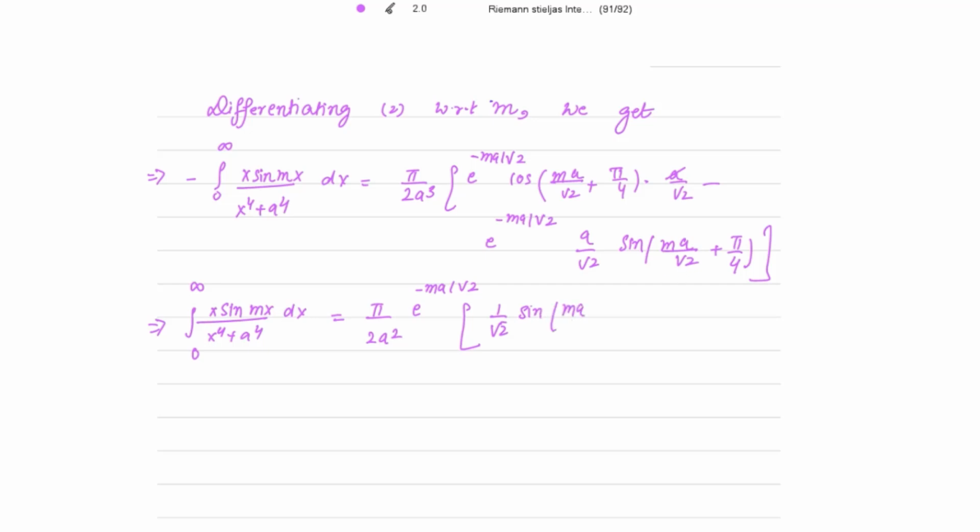I am writing the second term first: sine of ma over root 2 plus pi by 4. And then when I write the first term, I should put the negative sign over here because I have this negative over here. If you multiply the whole thing with a negative sign, you get positive here, and here also you get positive, and the first term will become negative. So I'm writing this sign negative over here, 1 by root 2 cos of ma by root 2 plus pi by 4. I hope it's clear to you. So this is pi over 2a square e to the power negative ma over root 2, and this is sine of ma over root 2 plus pi by 4.